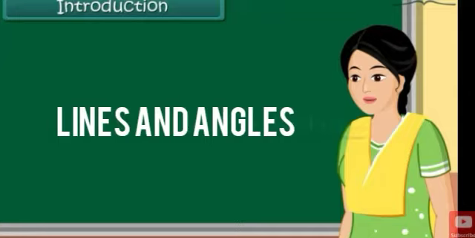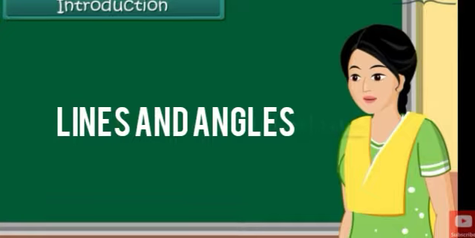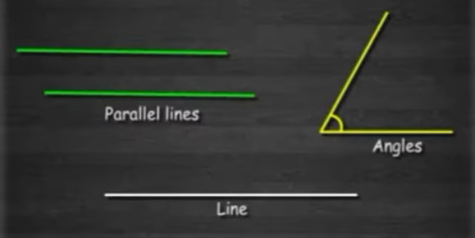Hello children, today I will be taking up the topic lines and angles, that is chapter 3. In the previous chapter you have studied that a minimum of 2 points are required to draw a line, and also with the help of axioms you proved some statements. In this chapter you will study the properties of the angles formed when two lines intersect each other, and also the properties of the angles formed when a line intersects two or more parallel lines at distinct points.